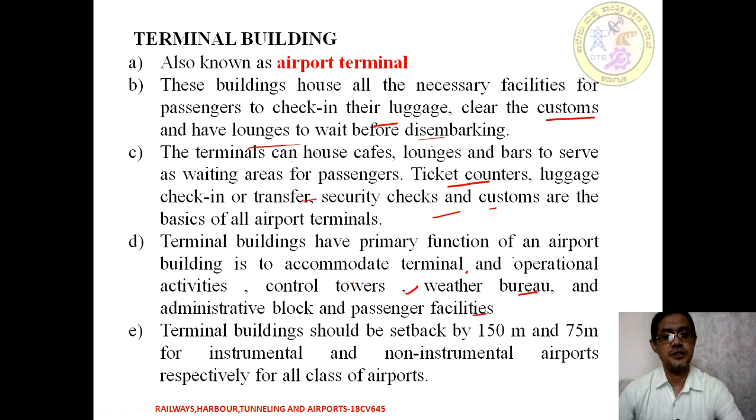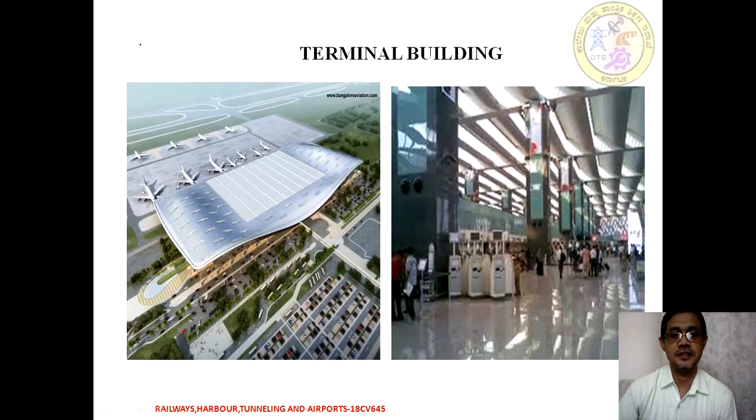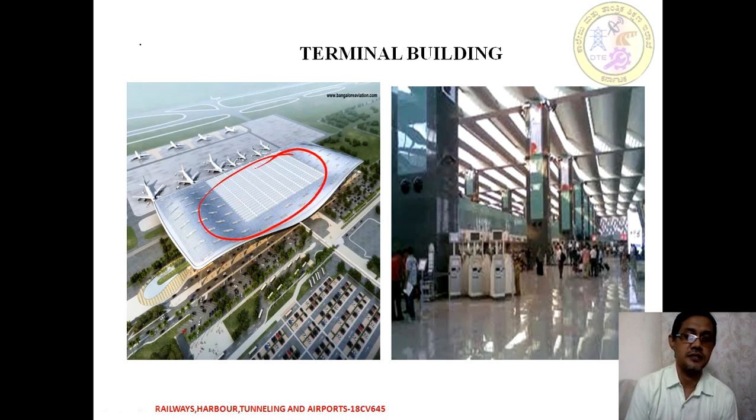As compared to instrument landing, if you are going to have an instrument landing, it should have a 150 meter setback. Otherwise, for non-instrument landing we can have a 75 meter setback, depending on the type of airport. This is the image showing the terminal building. This entire area is going to be called the terminal building.